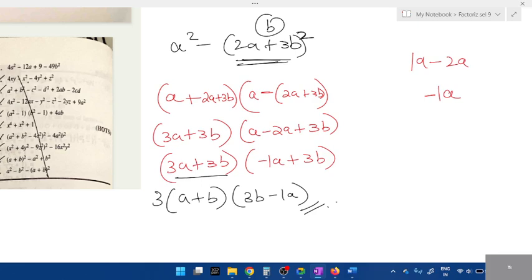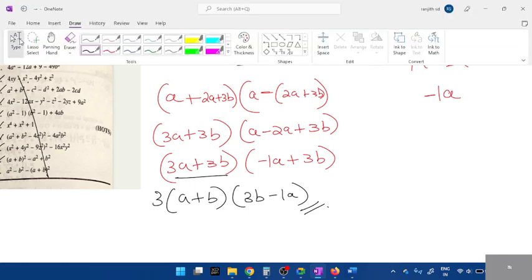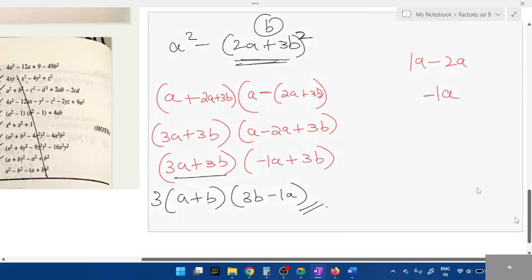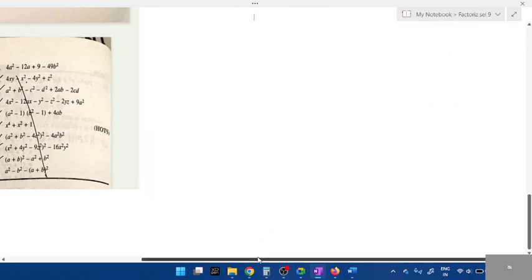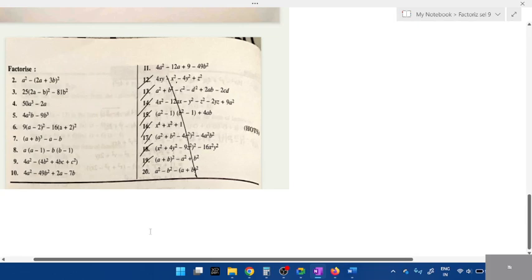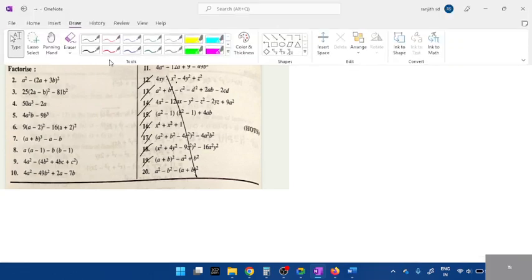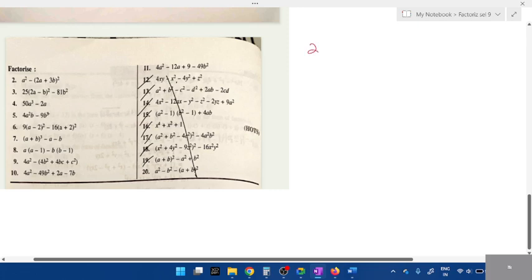Okay, next question. Shall we do the next one? All of you completed? Okay, next question. Alright, look here students, I want you all to solve 4th and 5th for homework. Clear? 4th and 5th. 2a minus b the whole square minus 18.